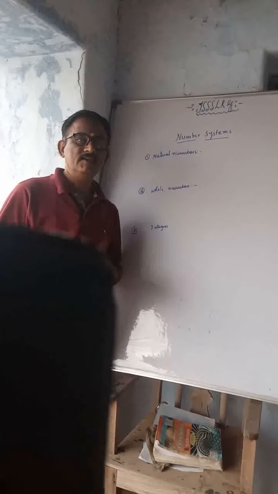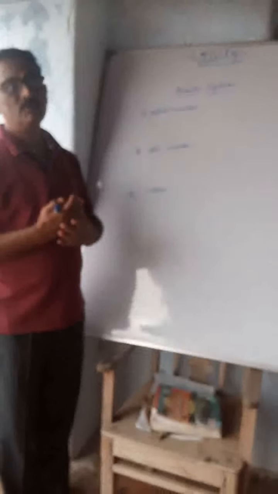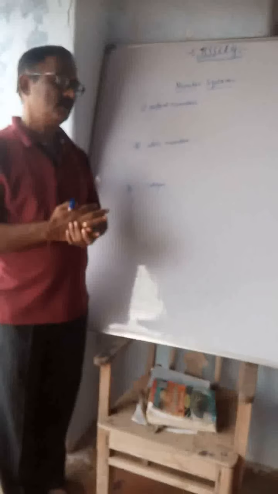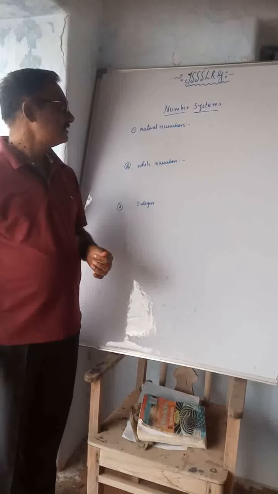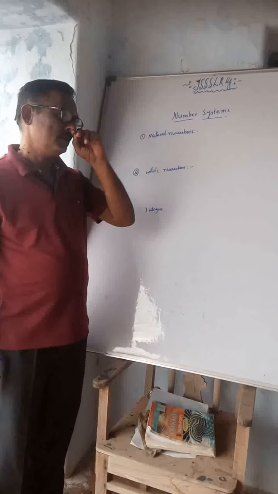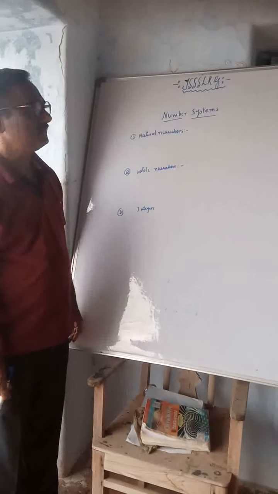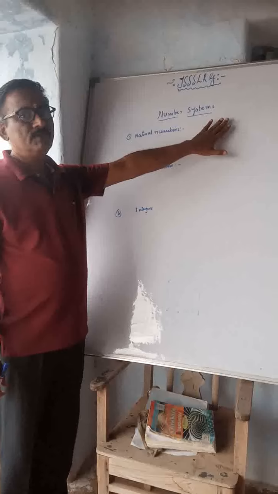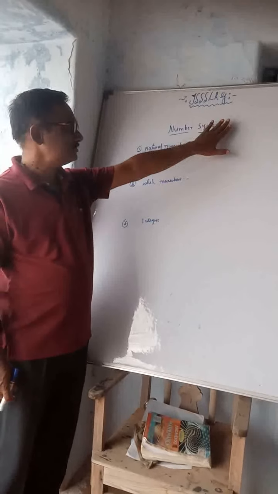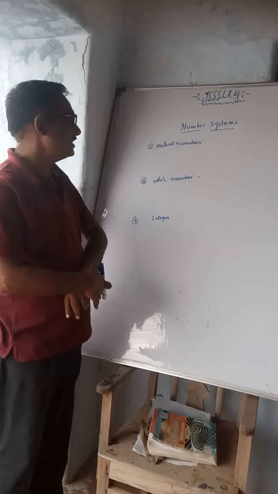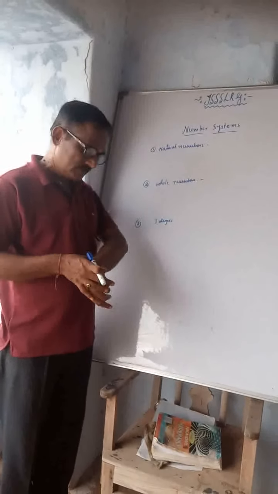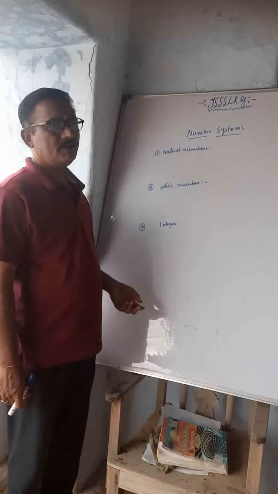Good morning, everybody. Today we are going to take the class 9th CBSE math subject, chapter 1, that is the number system. Number system is a big chapter. It includes so many factors. In this chapter, first we start from the beginning, that is the natural numbers.